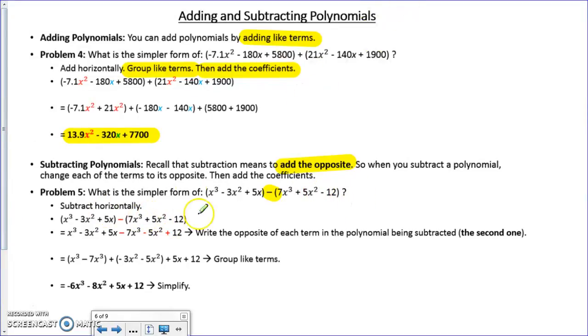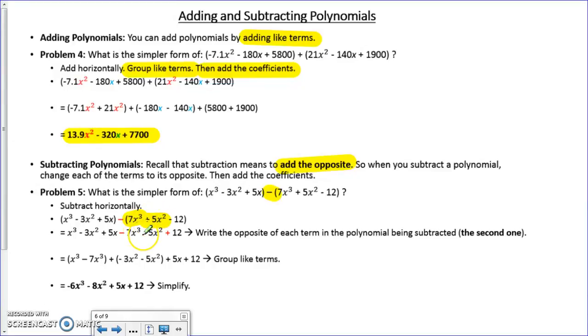When you subtract polynomials, you're going to keep the first polynomial the same. You do not change any of the signs. However, you're going to change the sign in front of every term in the second polynomial. So we keep x cubed minus 3x squared plus 5x. Now here we have positive 7x cubed. That's going to change to minus 7x cubed. We have plus 5x squared.